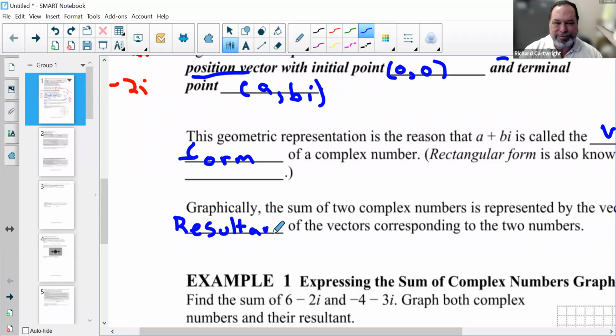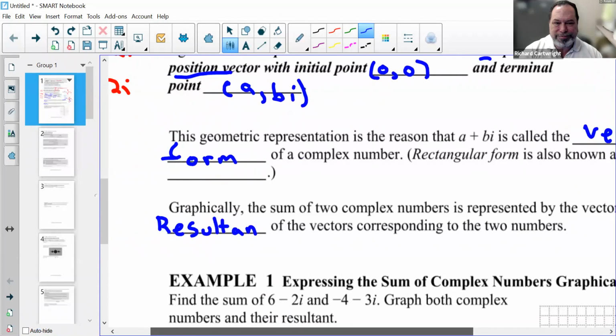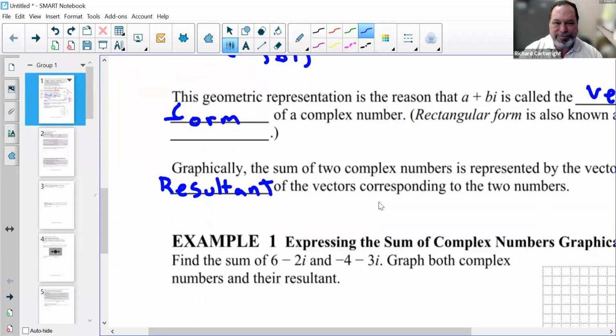That fits pretty well. When you add two complex numbers, since they are vectors, when you graph them, we could treat the sum of two complex numbers as a resultant. Did I miss a T? Resultant of the vectors corresponding to the two numbers.